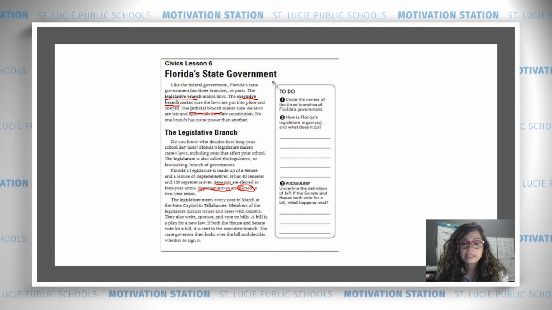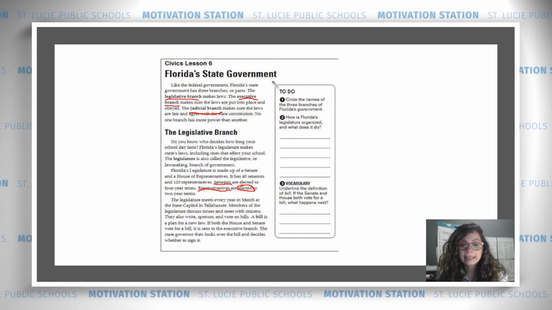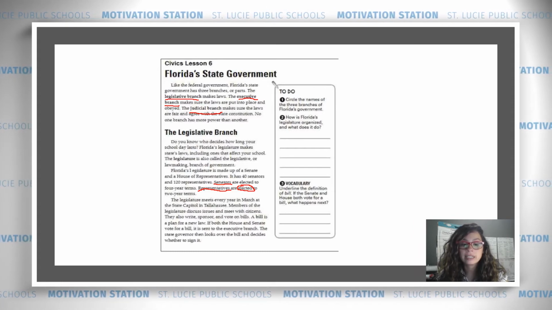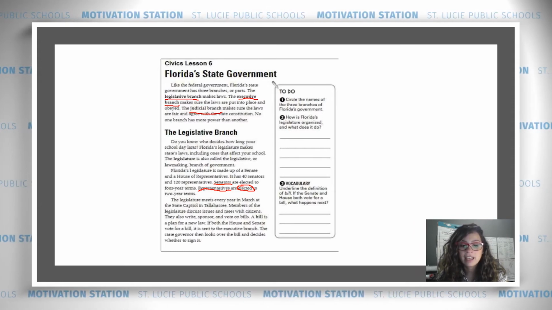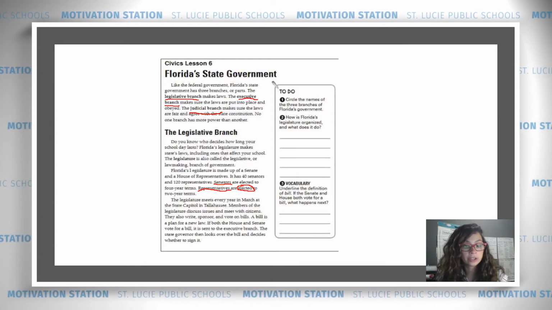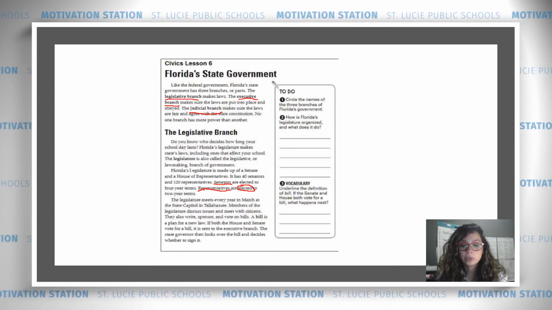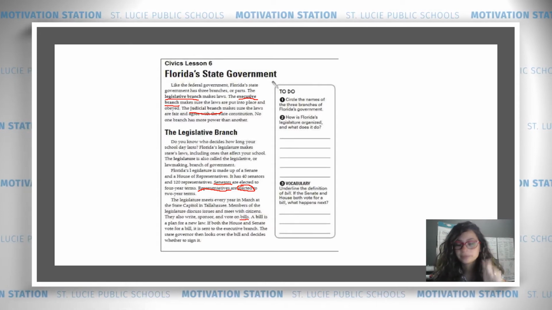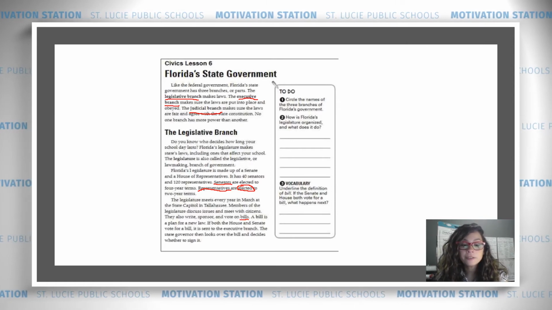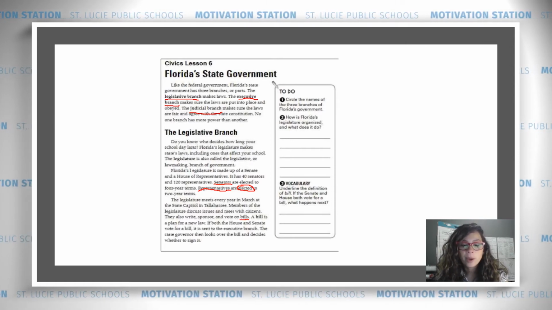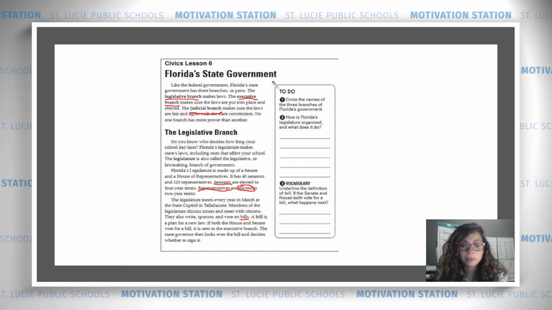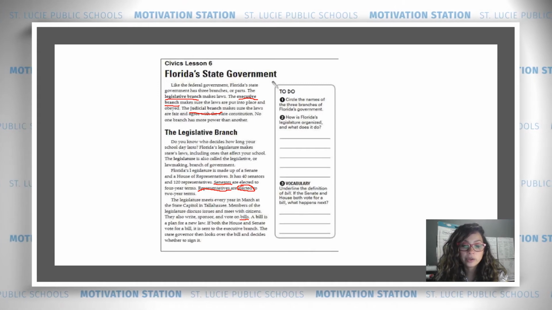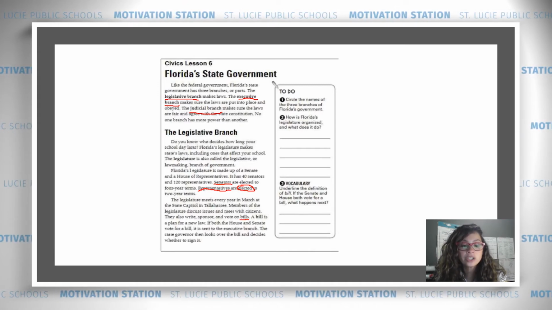The legislature meets every year in March at the state capitol in Tallahassee. Members of the legislature discuss issues and meet with citizens. They also write, sponsor, and vote on bills. Ooh, there's a word right here. Bills. Do you think they're talking about money? A bill is a plan for a new law. If both the House and Senate vote for a bill, it is sent to the executive branch. The state governor then looks over the bill and decides whether to sign it.